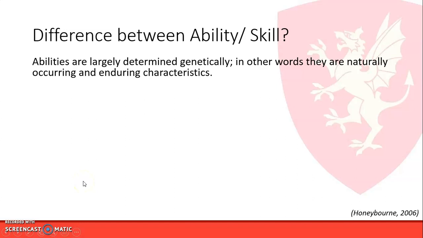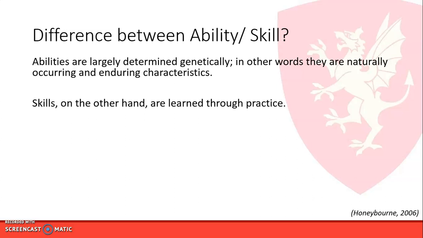So in terms of what an ability and what a skill is then. Honeyborn 2006: abilities are largely determined genetically. So naturally occurring, they're inherited from parents, and they are fairly enduring characteristics, meaning that they would stay fairly consistent.